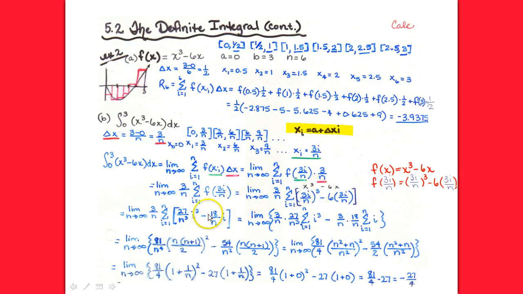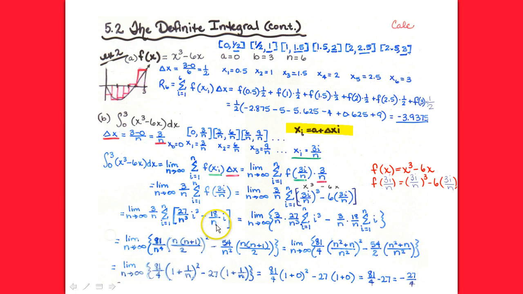I cubed is right here. N cubed is right here. Minus 6 times 3 would give us 18, and then our I and N are still in place.